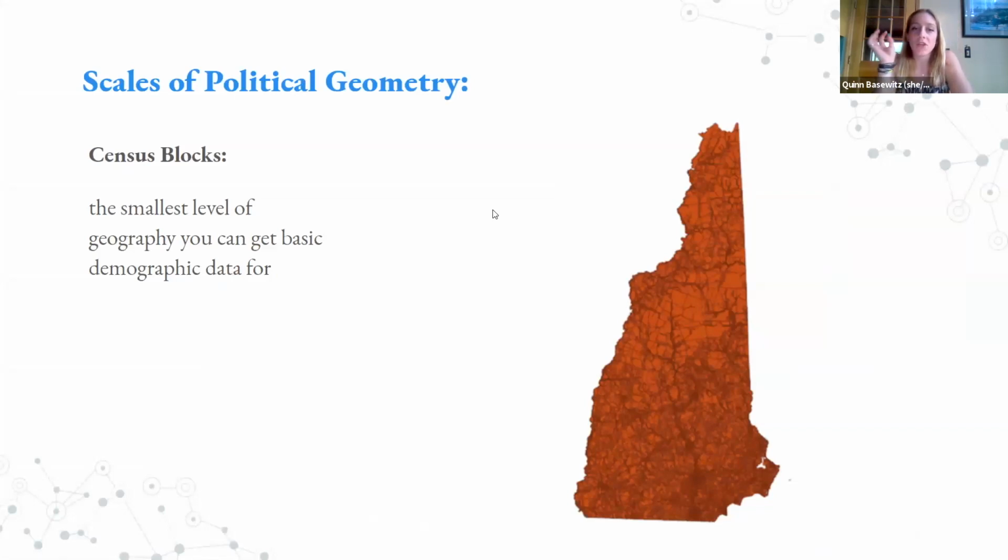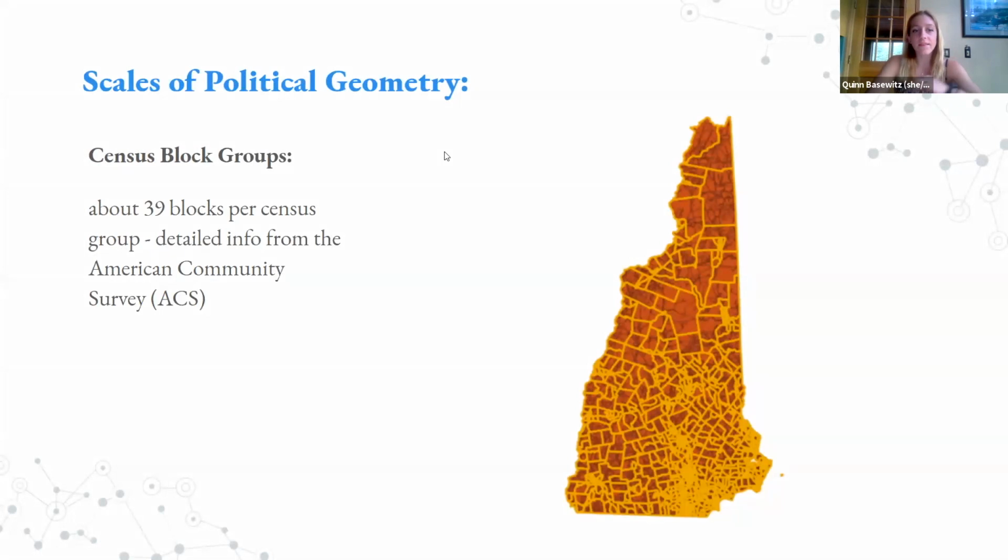So then the scales of political geometry: the smallest thing that we have are census blocks. This is the smallest level of geography that you can get basic demographic data for, and the census reports on this. This is the smallest you can get to protect people's privacy, just the demographics of that smallest area, which is not reported on an individual level. And then census block groups are the next biggest, and there's about 39 blocks per census group. And we get more detailed information from the American Community Survey about the demographics here, but since it's more detailed, it's at a higher level. So you get some information, but lose its preciseness.